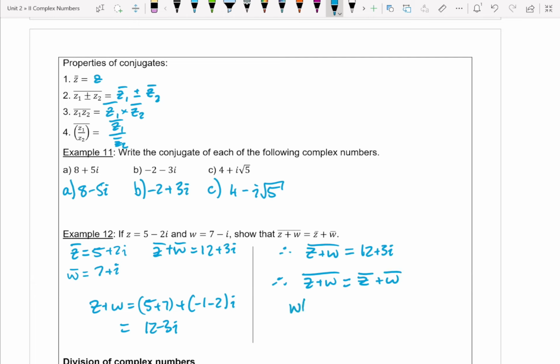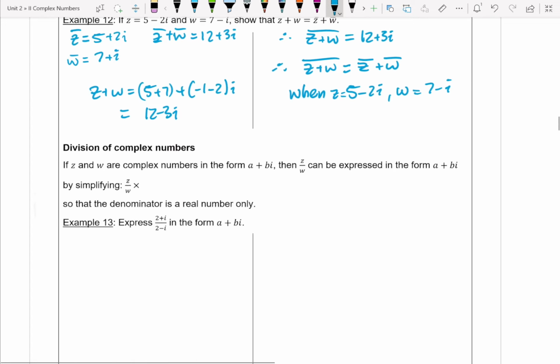But we can only say that for what we proved, when z equals that and w equals that. Even though we know it works for everything, just in terms of clarity of the question, we should restate the initial conditions. Alright, so this leads us to the division of complex numbers.